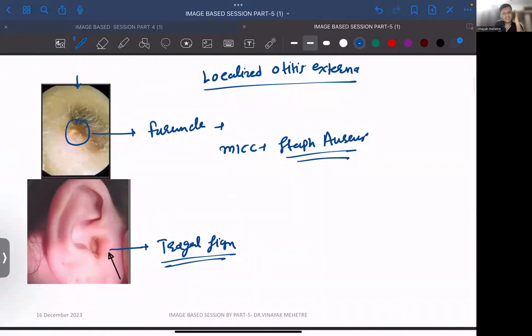Though it will not cause hearing loss, the examiner has asked which hearing loss will be seen in localized otitis externa. I told you, remember the first slide. External ear and middle ear: conductive hearing loss. Yes, correct. Inner ear: sensory neural hearing loss. Right?